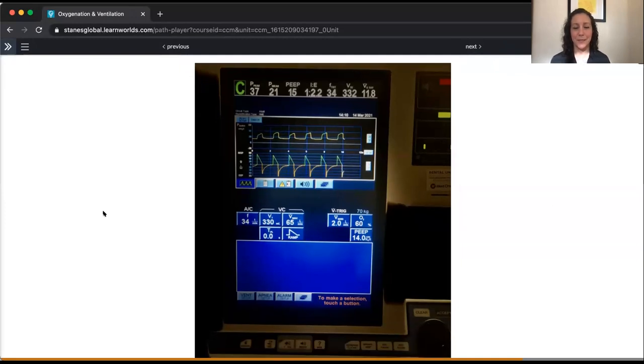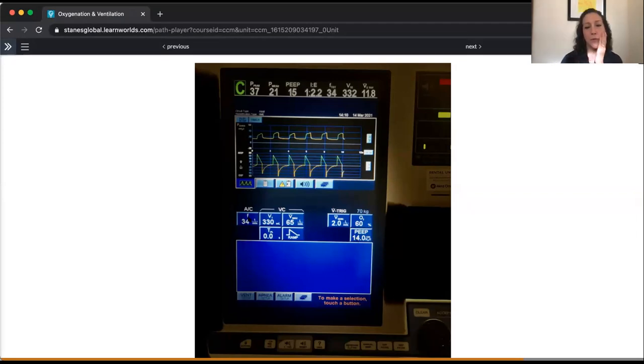ACVC mode. Okay, so Mr. S is intubated, sedated on mechanical ventilation using assist control, volume control, so ACVC, okay? You can also see this C up here means a controlled breath was given. His FiO2 is 60%. His tidal volume is 330. His PEEP is set at 14, and his rate is set at 34.